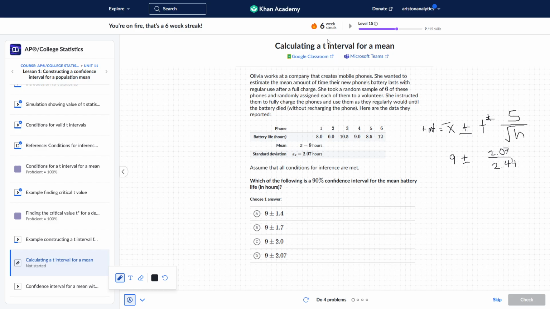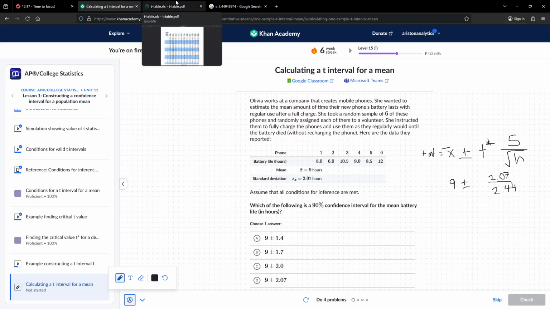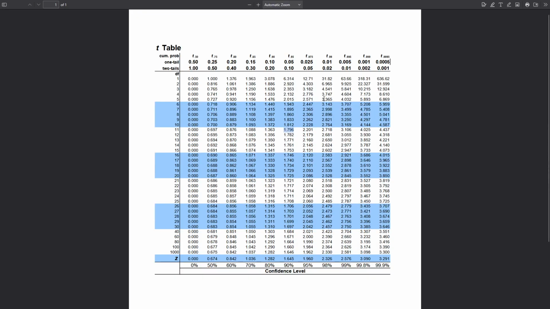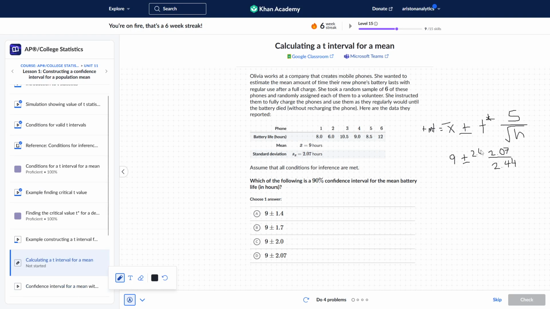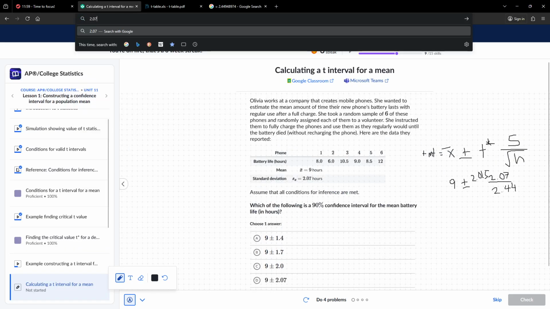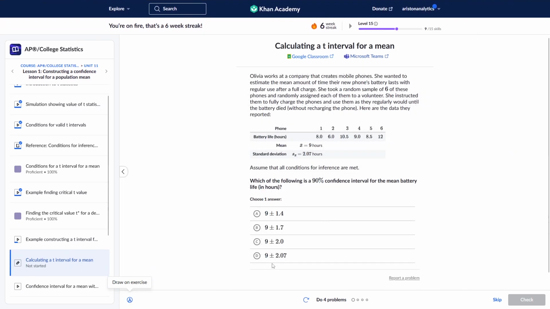0.44. T, 90% confidence interval, 5 degrees of freedom, 2.015. Yeah, must be 1.7.